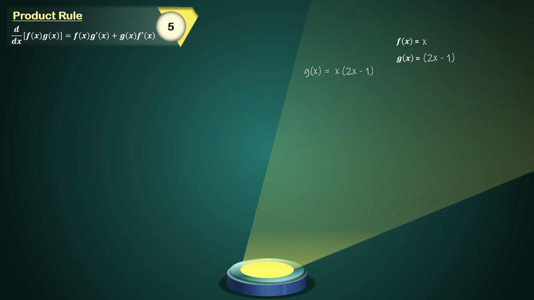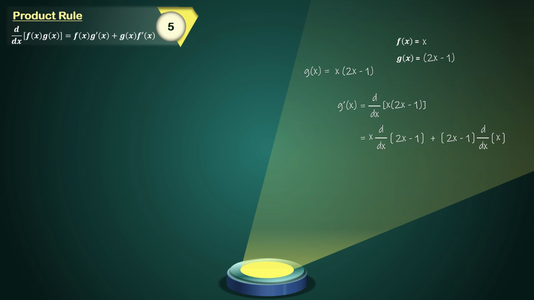Apply product rule, which states that the derivative is equal to the first function times the derivative of the second function plus the second function times the derivative of the first function. Again, this is the product rule. We will use other rules of differentiation we learned in the previous videos.